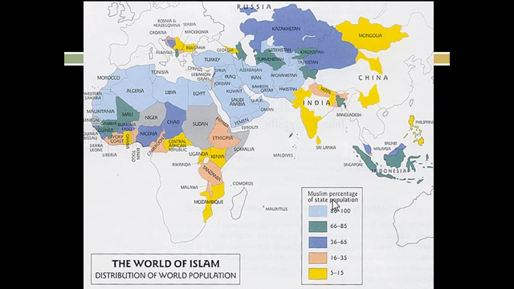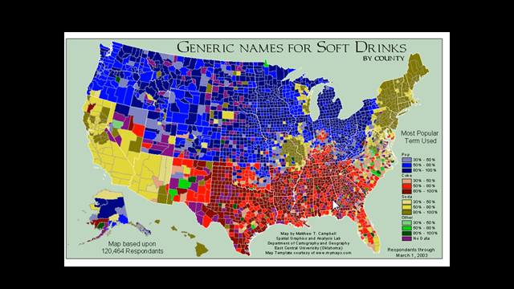Let me give you another example of a statistical map. This one perhaps is a little closer to home. It's a map of the United States. And what it shows is actually a huge Herculean research effort where linguists sent out surveys to people who live in every one of the roughly 3,000 counties in the United States. And they asked them, what do you call soft drinks?